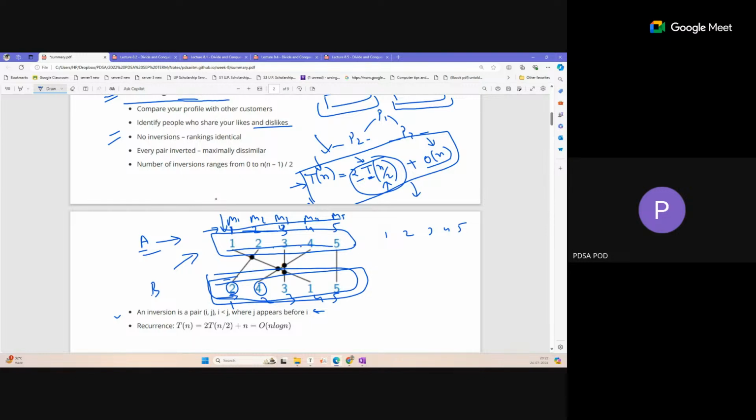A is putting the first movie, M1, at the first place, M2 at the second place, M3 at the third place, M4 at the fourth place, and M5 at the fifth place. But B is giving a ranking like this: B is giving M2 as the first place. That means B likes this as the nicest movie. But both of them are giving the same rating for movie 3.